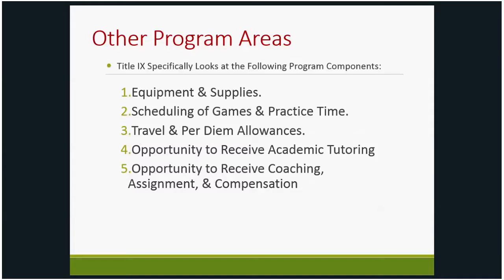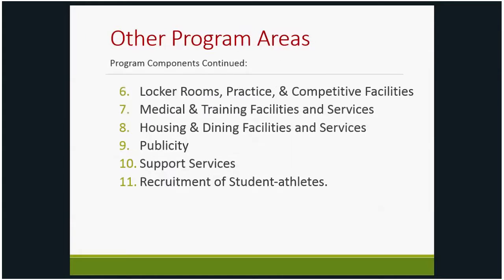So Title IX looks at the following components: equipment and supplies. Are they equal for a men's team and a women's team? Scheduling of games and practice time, travel, per diem allowances, opportunities to receive academic tutoring, coaching assignments, compensation, locker rooms, medical and training facilities, housing and dining facilities, publicity, support services, recruitment of student athletes. We look at these different program components, and they have to be equivalent for the male and female programs.